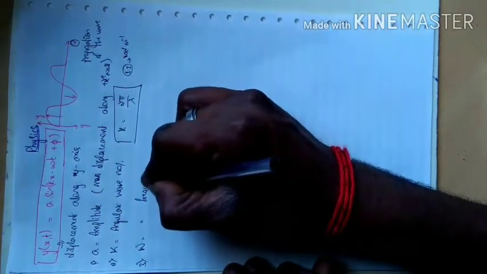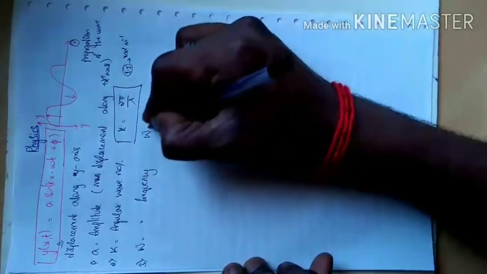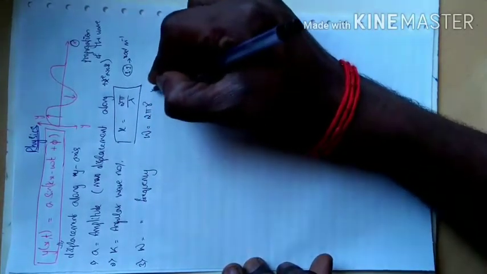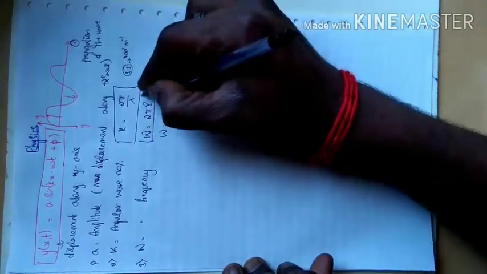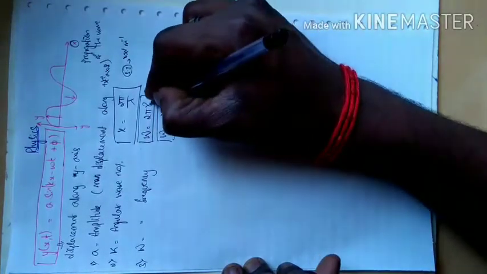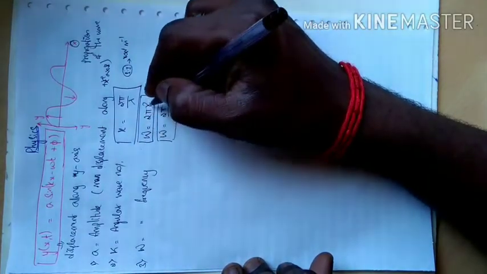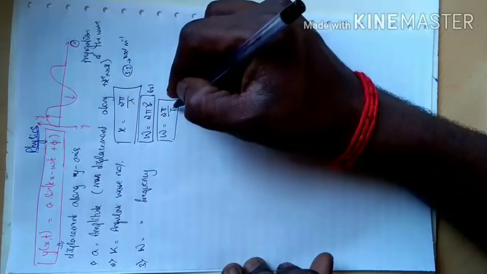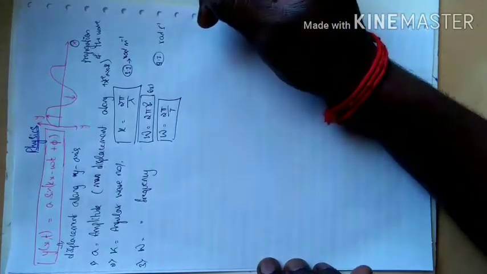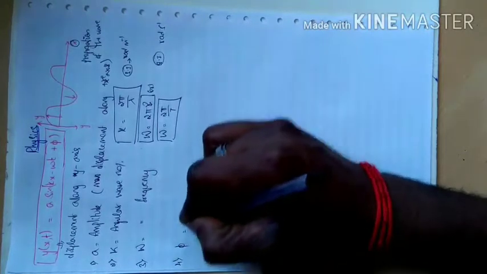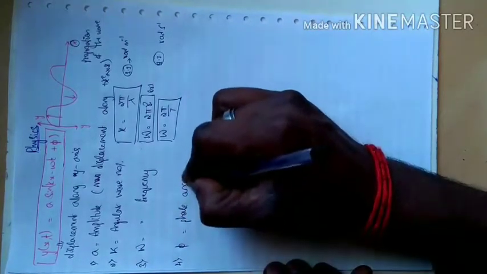Keep this in mind. Next, omega is called the angular frequency, given by the formula omega is equal to 2 pi nu. Otherwise, I can write it as omega is equal to 2 pi by T. There are two formulas available: one is angular frequency in terms of frequency, the other in terms of time period, and its SI unit is radian per second. And then phi is nothing but the phase angle.